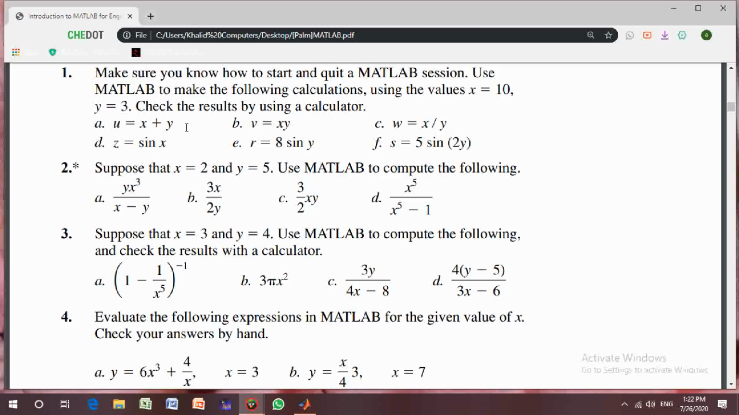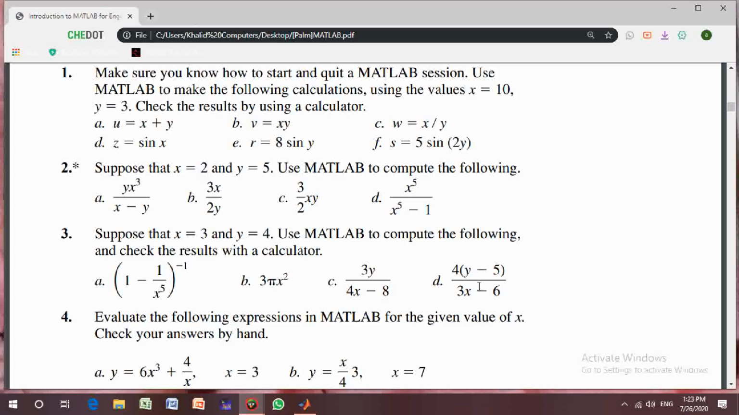u is equal to x plus y, and part b: v is equal to x times y, w is equal to x over y, z is equal to sin x, r is equal to 8 sin y, s is equal to 5 sin 2y. And second question, suppose x is equal to 2, y is equal to 5, compute the following expressions. And question number 3 is x equal to 3, y equal to 4. We will compute the following and check results with the calculator.